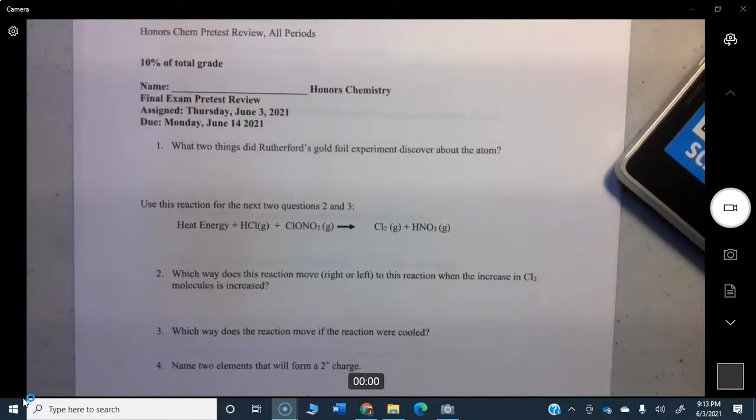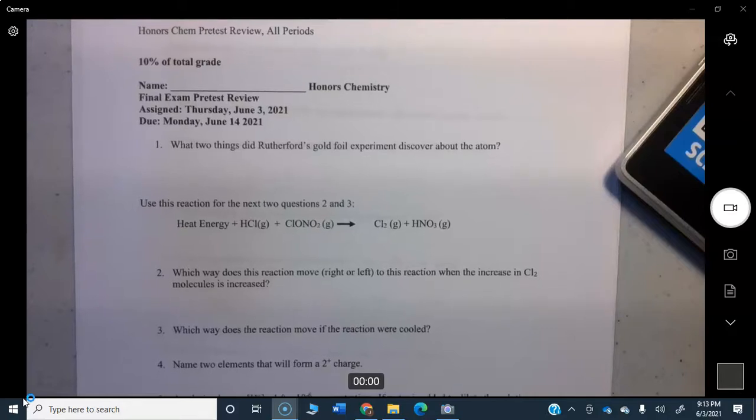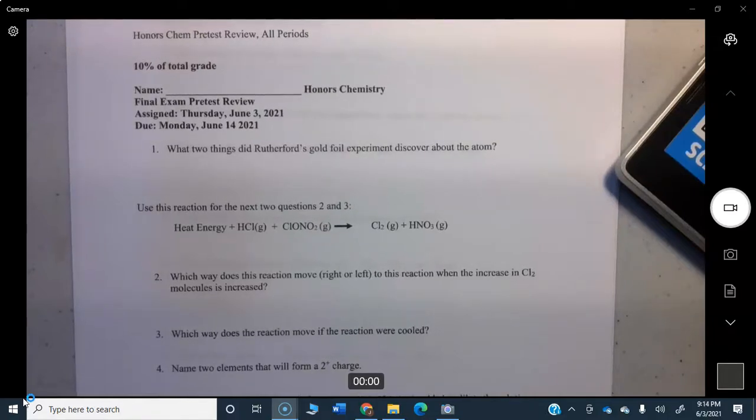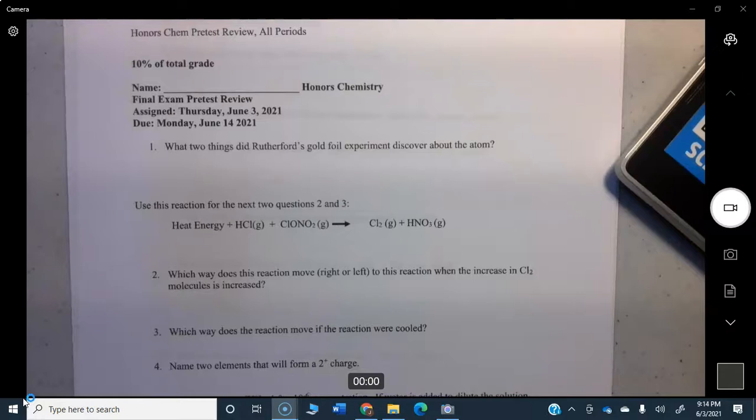You just need to go ahead and do them. This is due on June the 14th, which is a Monday. However, you should have it done before you take the test on either June the 8th or June the 9th. Okay, this will lead you through a lot of the questions. All right, so let's go ahead and get started on this.